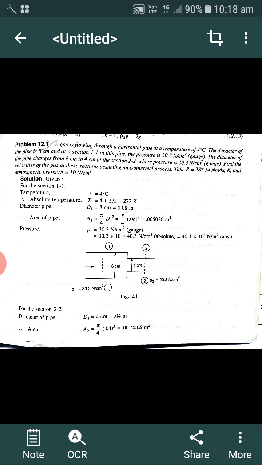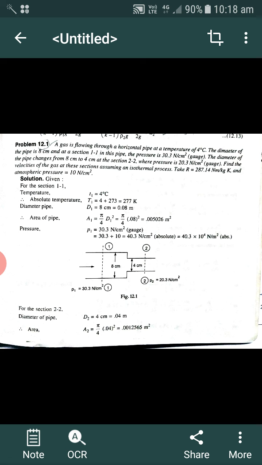Let us write the given data for section 1. The temperature is given as 4 degrees Celsius, the temperature at which gas is flowing. The absolute temperature you find out, which is 277 Kelvin. Diameter D1 is given, therefore find out area A1 of the pipe. Similarly, pressure P1 is given in terms of gauge pressure, but we have to put it in terms of absolute pressure.